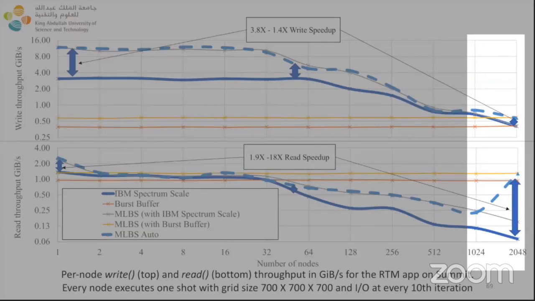MLBS's autotuner could see or measure the performance differences between the layers and could make a decision at 1000 compute nodes to change the order of the layers in order to increase the bandwidth for the application and to achieve up to 18x speed up on read.